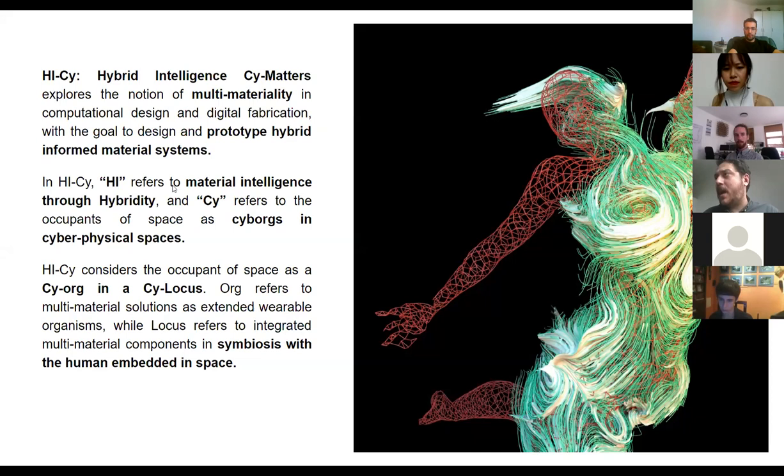In HiSci, Hi refers to material intelligence through hybridity, and Sci refers to the occupant of space as cyborgs in cyber physical spaces. So I think the first part of the title is going to be straightforward, using certain computational design techniques. The second part is more speculative, and I assume that together with Arisa, we can push the project in a good direction when it comes to these speculative aspects and then design with these ideas.